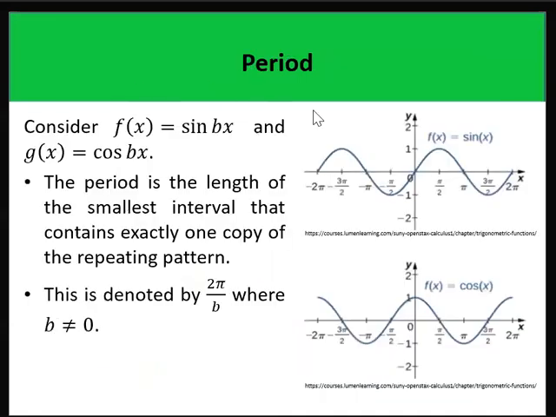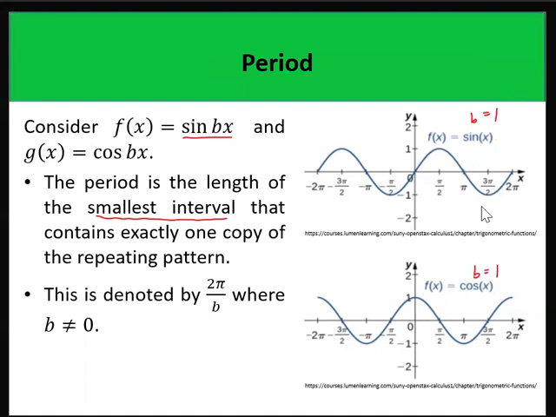Okay, next. Now, let's have the concept of the period of sine and cosine. So this time, let's consider the functions f of x is equal to sine of b times x and g of x is equal to cosine of b times x. So the period is the length of the smallest interval that contains exactly one copy of the repeating pattern. So if you consider again the graphs of the basic sine and basic cosine function, the period of these two functions is 2 pi. It's because the value of b here is 1.